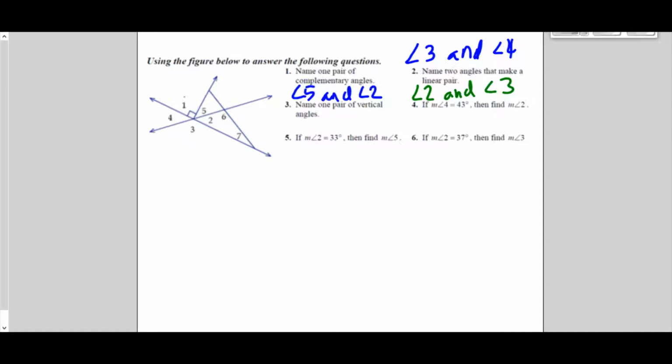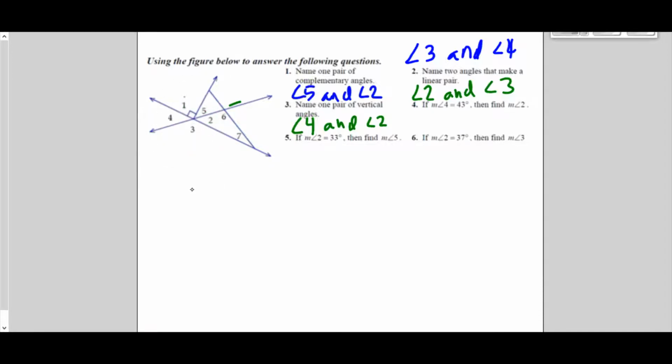Number 3, name a pair of vertical angles. Remember, vertical angles share a common vertex. This would be one vertex, and it would be the angle that's sort of the mirror of this angle. The mirror of that angle would be angle 2. So angle 4 and angle 2 for that one, and that's the only set of vertical angles that we have in this diagram. Angle 3 is not vertical with 1, because 3 would be vertical with this whole piece right here. So we don't have a relationship for angle 3.